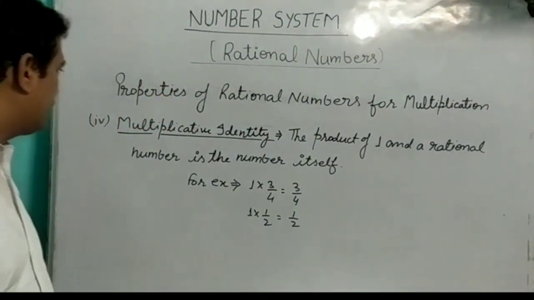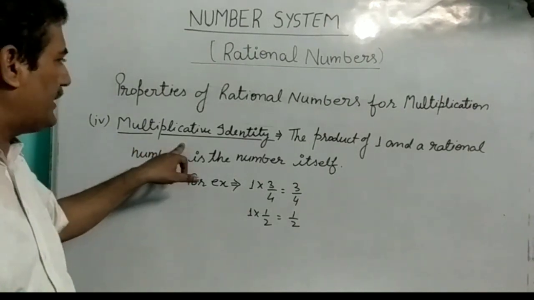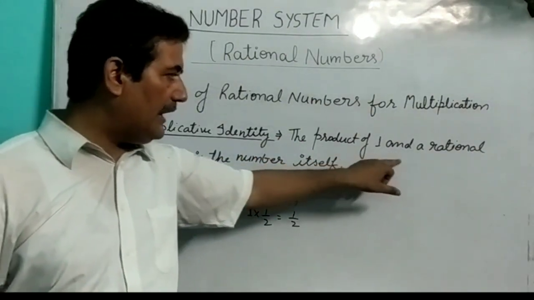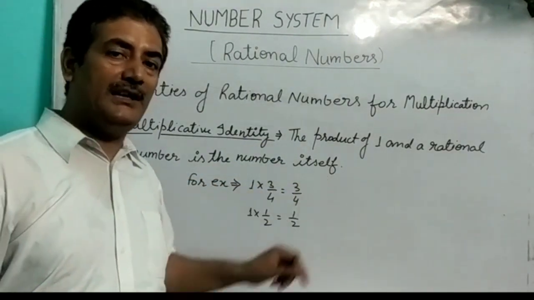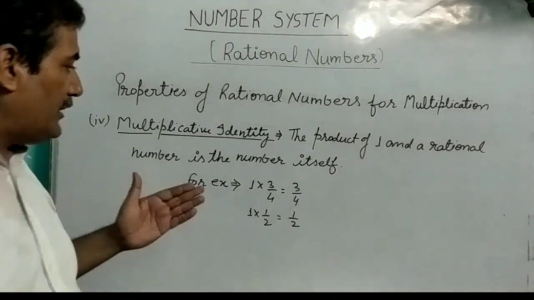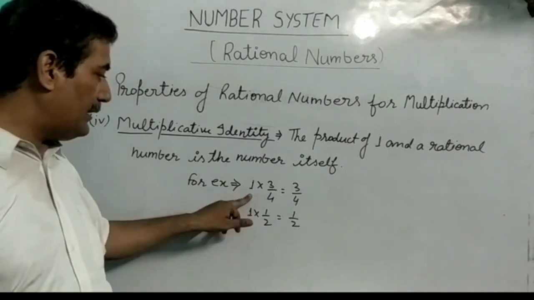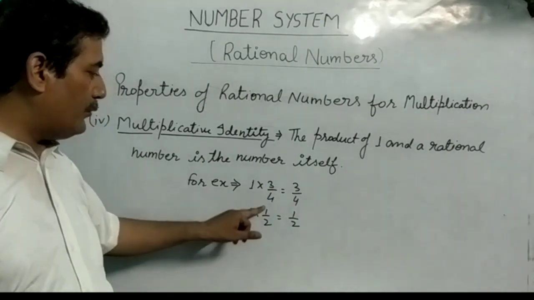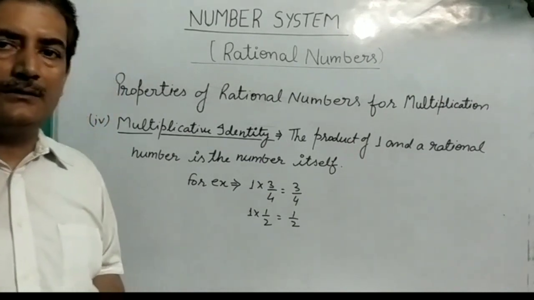Now, the fourth property of multiplication for rational numbers is multiplicative identity. In this property, the product of one and a rational number is the number itself. It means when we multiply 1 by a rational number, it gives the same rational number. For example, when we multiply 1 by 3 by 4, it gives 3 by 4. 1 multiplied by 1 by 2 gives 1 by 2. And similarly, there are so many examples.